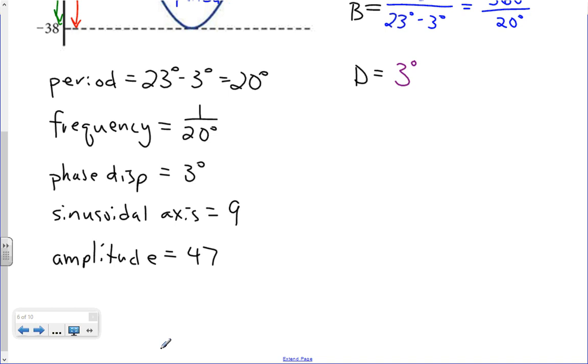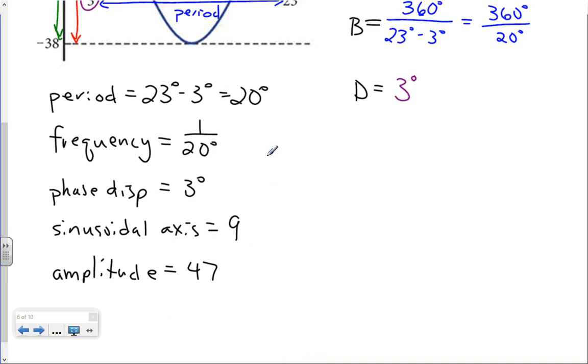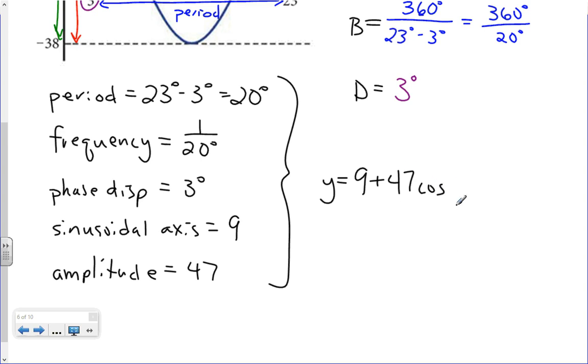We've already figured out what A, B, C, and D are, so let's just write our general equation then. Either from all of this or the work that we did up above. We have y is equal to, our sinusoidal axis is 9, our amplitude is 47, cosine of, I like writing this as 360 divided by the period, which we said was 20 degrees, times theta minus your phase displacement, which was 3 degrees.